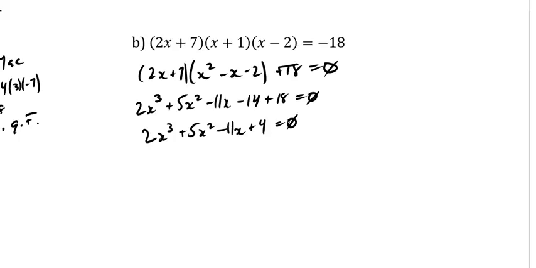And I think there's enough of these kinds of questions in this unit that it's worthwhile having a bit of a strategy. Anyway, everybody good? Got that? 2x cubed plus 5x squared minus 11x plus 4 equals 0. Okay, so now try to factor it. See if you can get the next line.